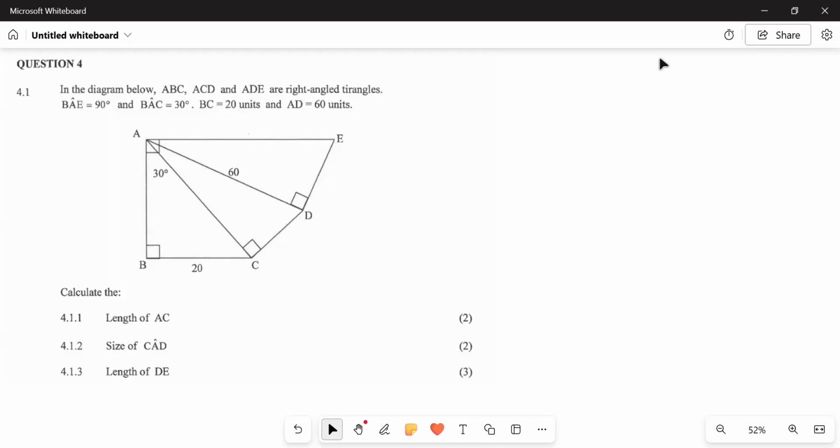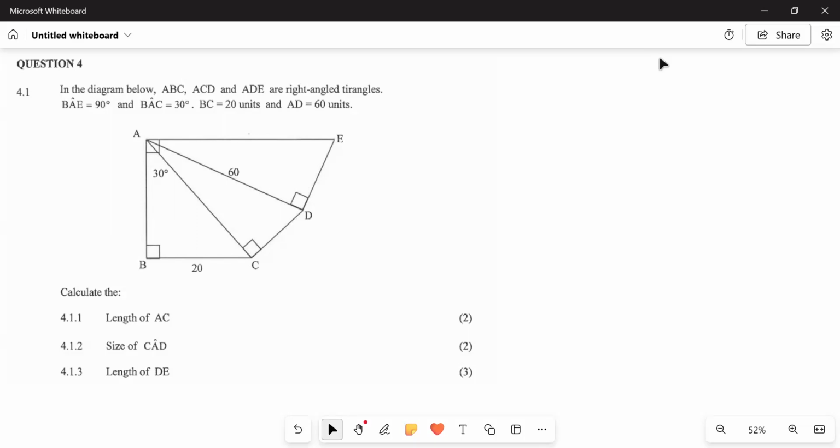We're meeting again. Our today's lesson is about 2D, two-dimensional trigonometry. Today we'll be focusing on question 4, and it's as follows. Without waste of time, let's indulge together. In the diagram below, which is 4.1, ABC, ACD, and ADE are right angle triangles.